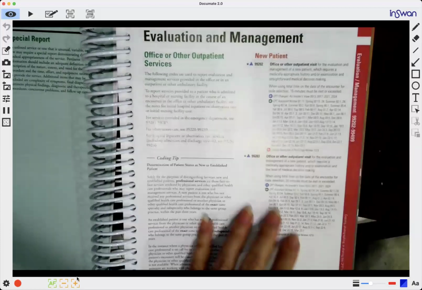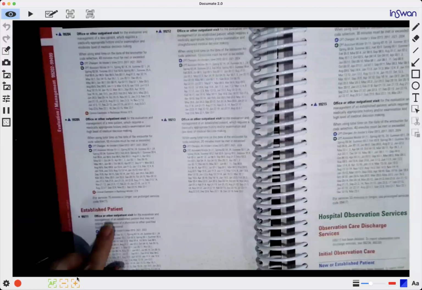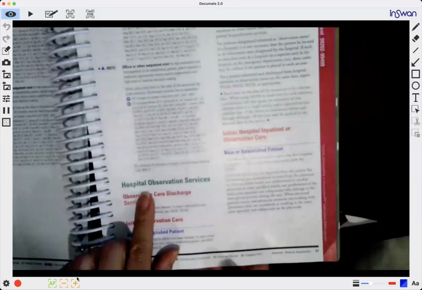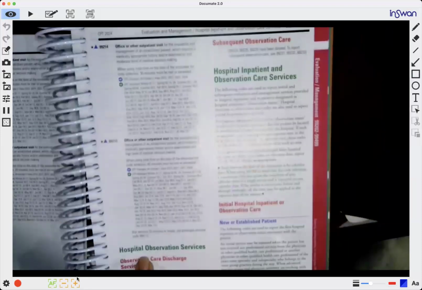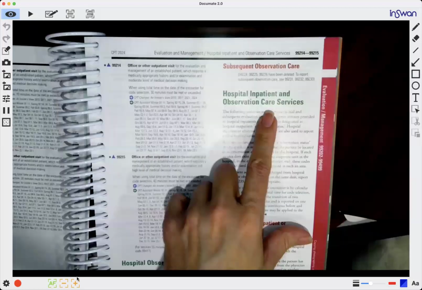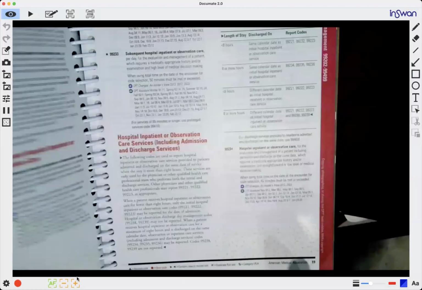So these are for the professional services versus the facility. And then again, so these are all the new, and then we get into established. And then we go to our next category, hospital outpatient services, hospital observation services, hospital inpatient services. And they all have these similar descriptions.